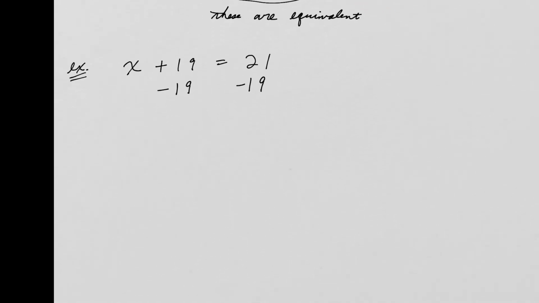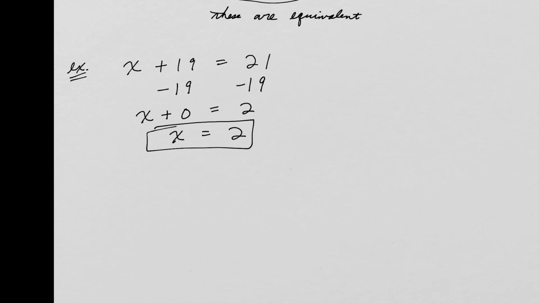So then this becomes x plus 0. Remember, 19 plus a negative 19 is 0, or 19 minus 19 is 0. And this is equal to 21 minus 19, which is 2. And of course, we know that x plus 0 is just x. So now we have an equivalent equation, except we've isolated the x now, and I can read off the value, right? The answer is going to be x is equal to 2.